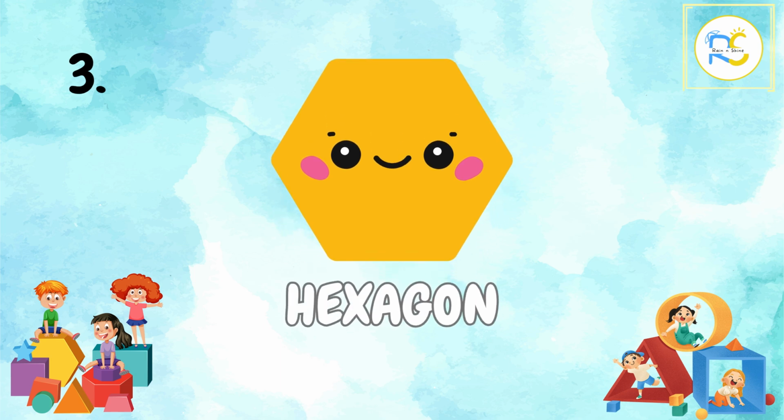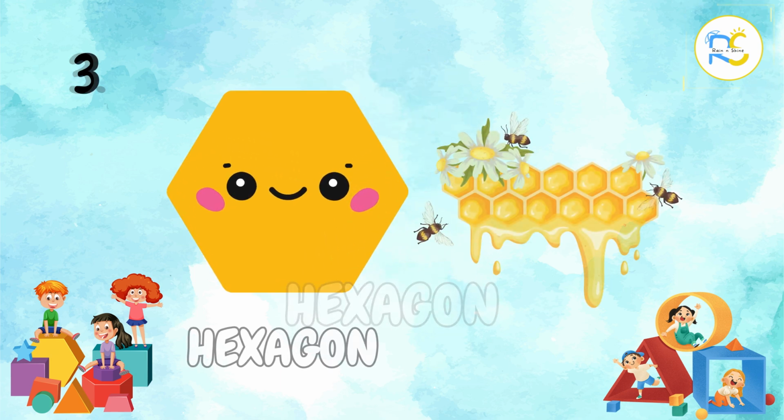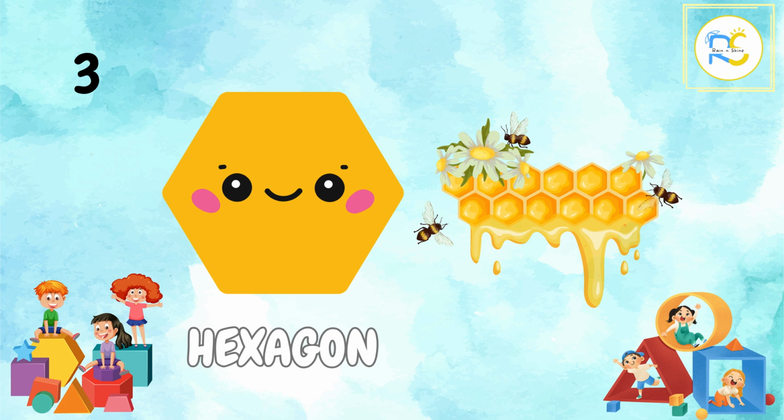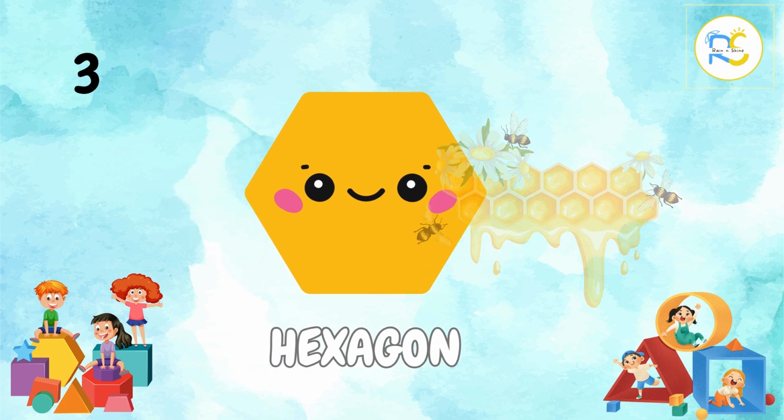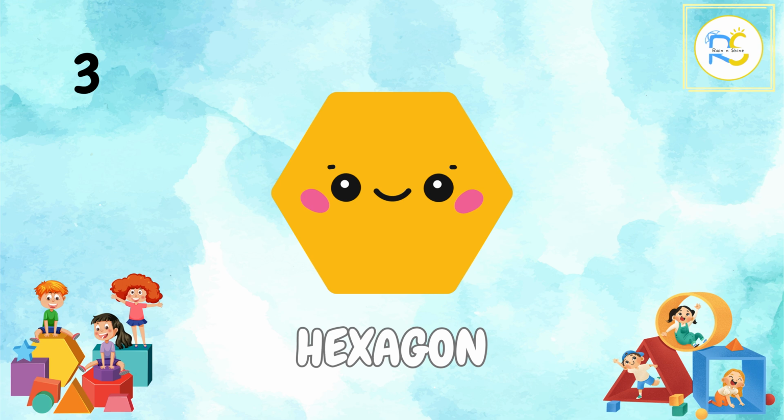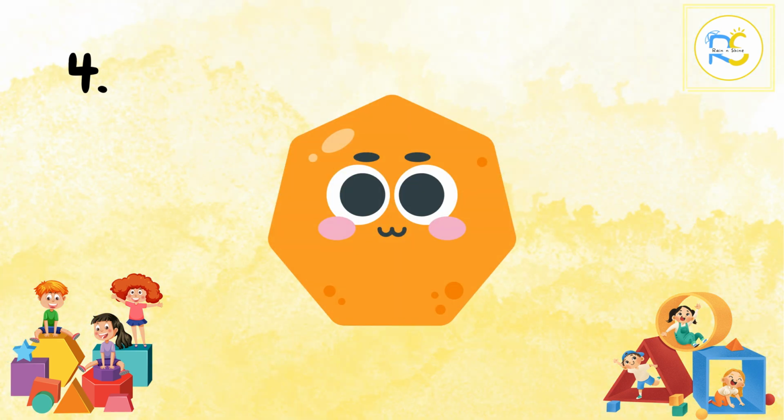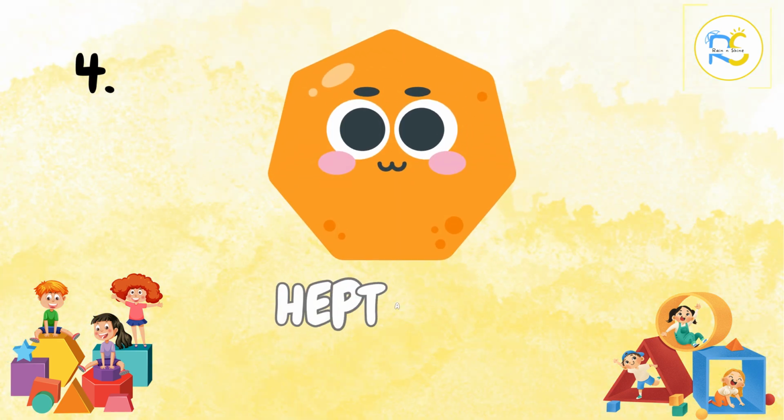Now, here's a shape with 6 sides. This one's called a hexagon. Have you ever seen a honeycomb made by bees? Each little part of the honeycomb is a hexagon. Say it with me, hexagon. Let's spell it, H-E-X-A-G-O-N.